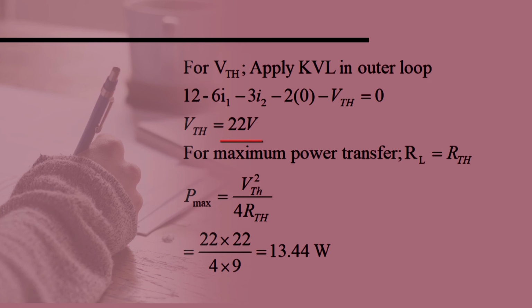Now you have to calculate the maximum power. What is the value of the maximum power? So this P max is equal to what? VTH square upon 4 RL. And what is the value of VTH? It is 22. So just put the value 22 in VTH. So 22 into 22 upon 4 into 9, where 9 is the value of the load resistance. After solving this expression, the value of the maximum power comes to 13.44 watt.